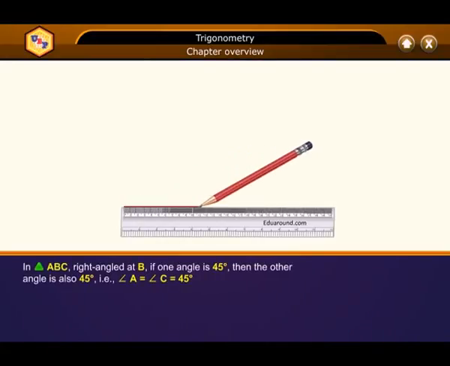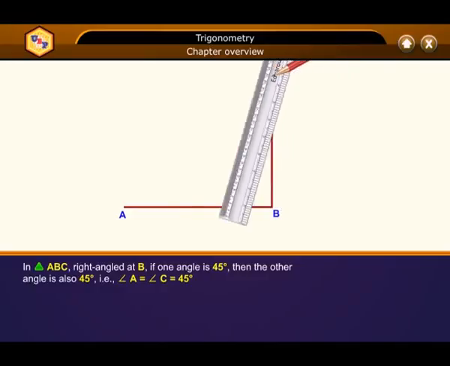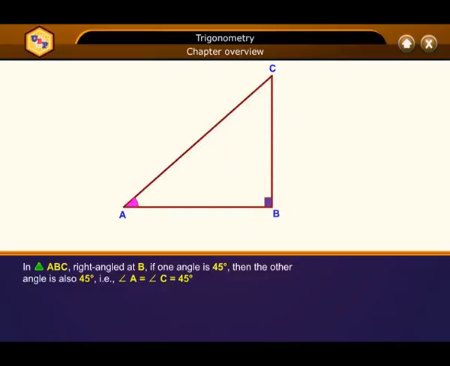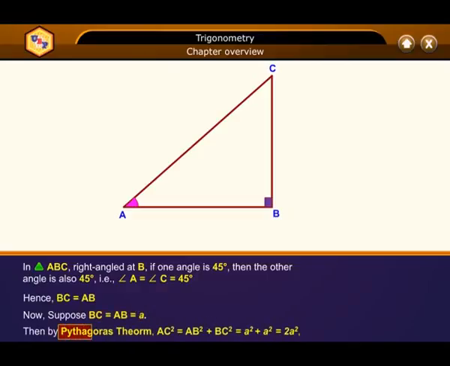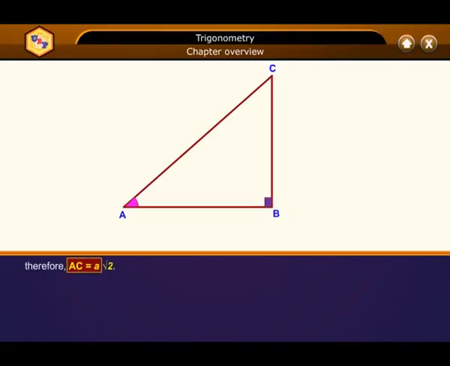In triangle ABC, right angled at B, if one angle is 45 degrees, then the other angle is also 45 degrees. That is, angle A is equal to angle C is equal to 45 degrees. Hence, BC is equal to AB. Now suppose BC is equal to AB is equal to A, then by Pythagoras theorem, AC square is equal to AB square plus BC square, is equal to A square plus A square, is equal to 2A square. Therefore, AC is equal to A square root 2.